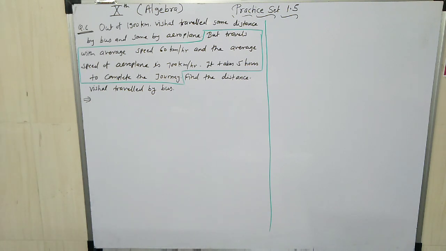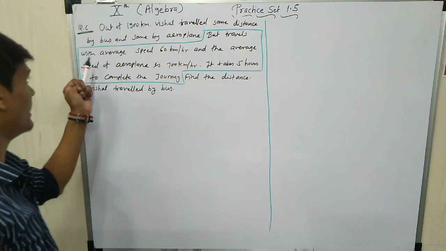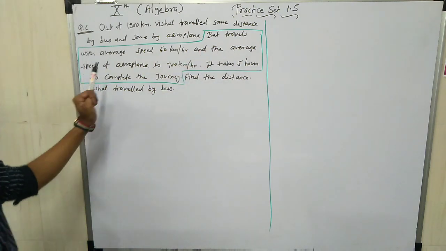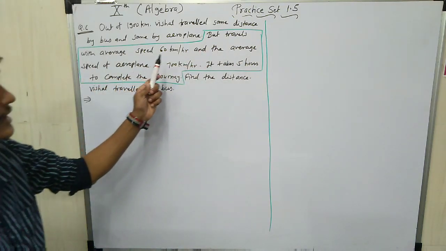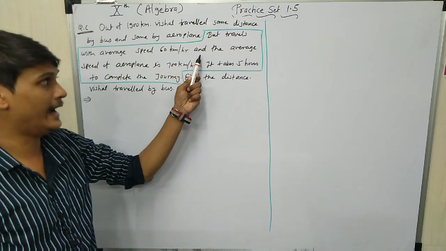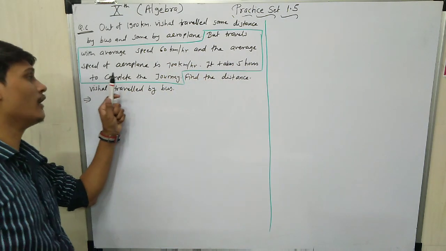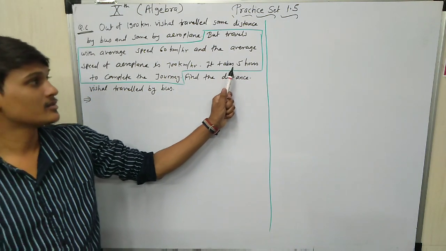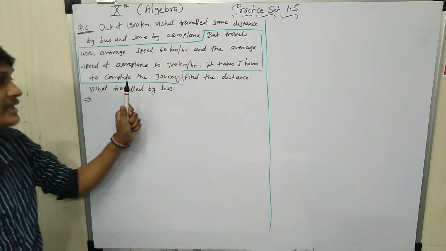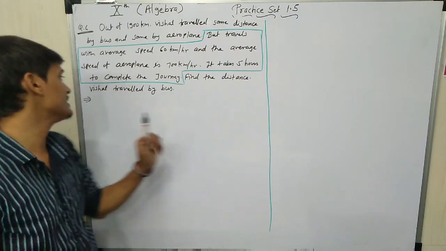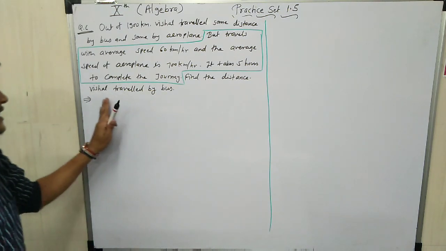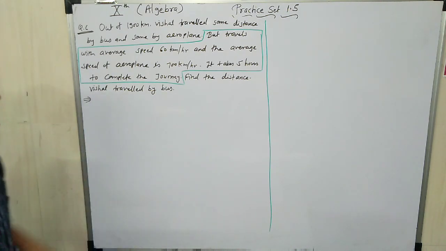Out of 1900 km, Vishal traveled some distance by bus and some by aeroplane. The average speed of the bus is 60 km per hour and the average speed of the aeroplane is 700 km per hour. It takes 5 hours to complete the journey. Find the distance Vishal traveled by bus.